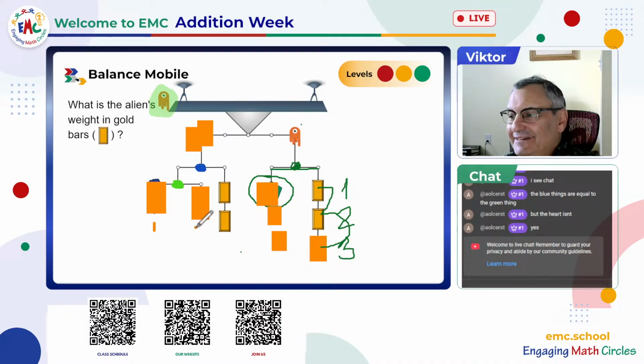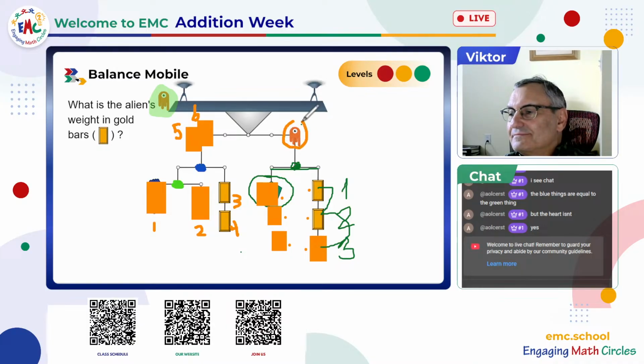We have 1, 2, 3, 4, 5, 6 on the left, and 1, 2, 3, 4, 5, 6 on the right. It's equal.